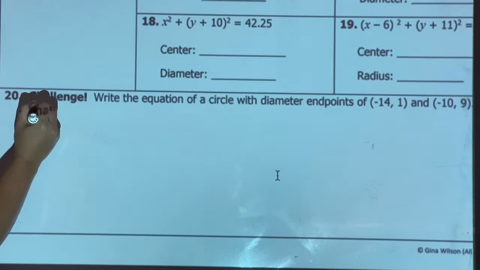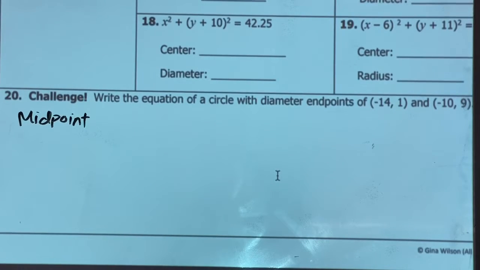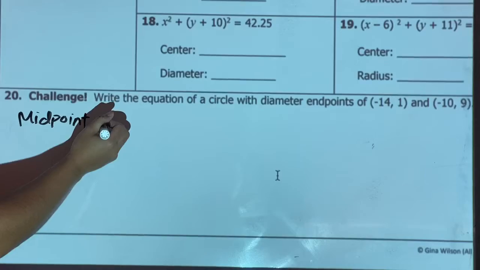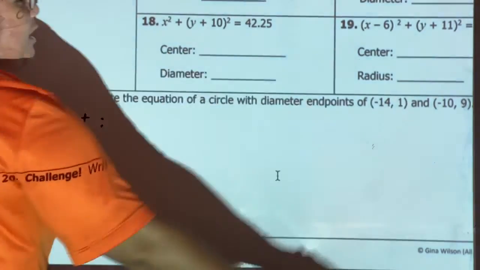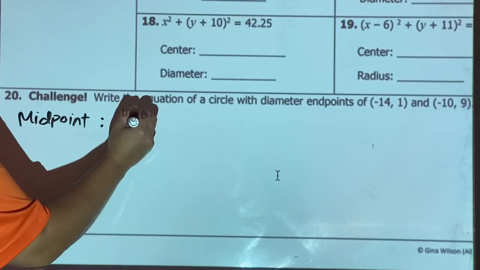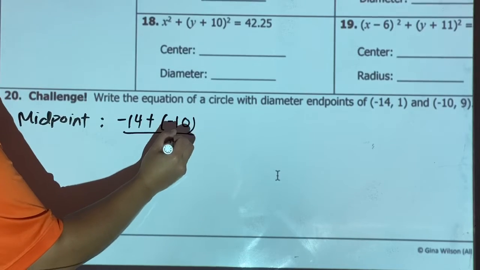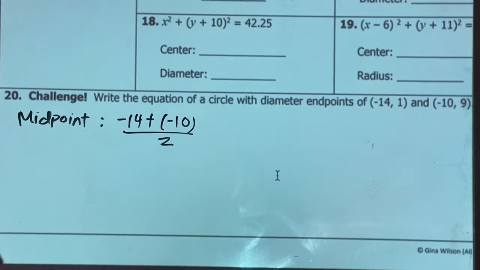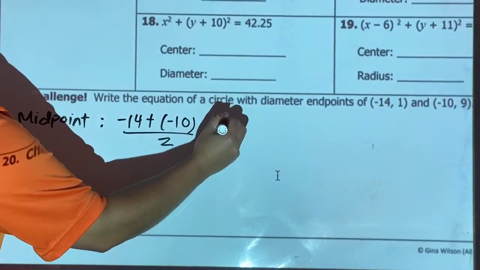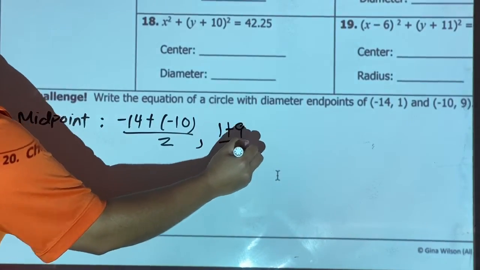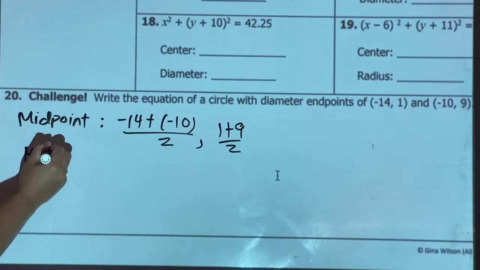Just as a refresher, the midpoint means I want to find the middle of the two endpoints. So to find the midpoint, I'm going to take negative 14 plus negative 10 and divide that by 2. Same thing with my y: 1 plus 9 divided by 2.